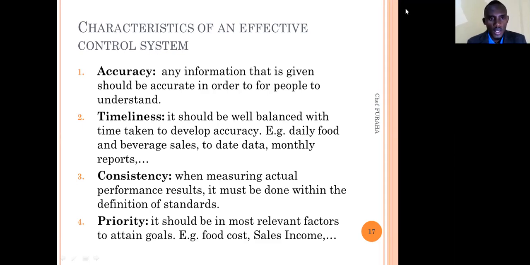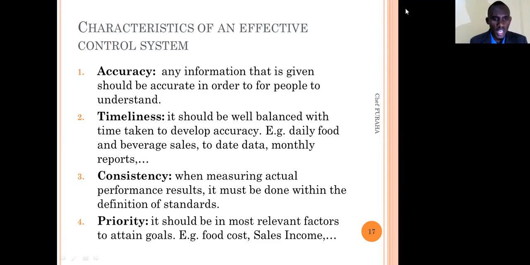Timeliness. Accuracy will go with time. For you to provide accurate information, it must not take too long. It must go with time. If you have 1 day to provide the monthly report, you must provide it in that 1 day. If you must do the closing stock at the end of the month, maybe on the 30th, it must be done on the 30th. It must be done accurately, but in the time period given.